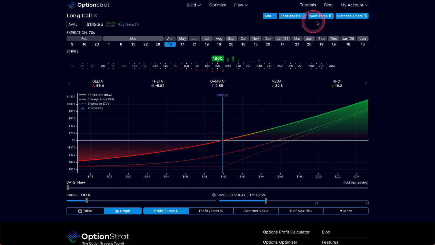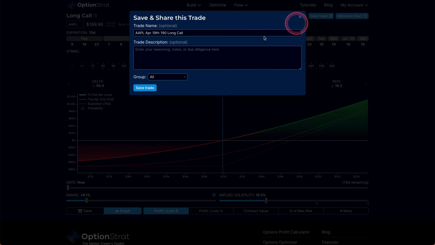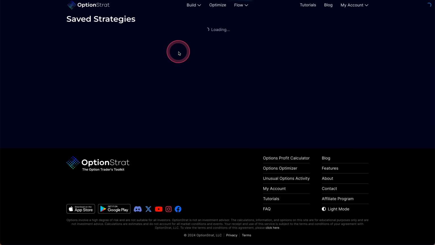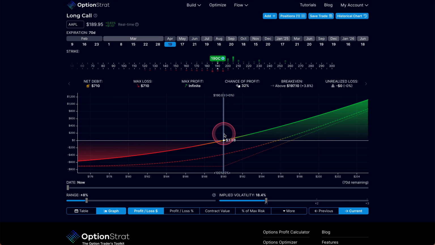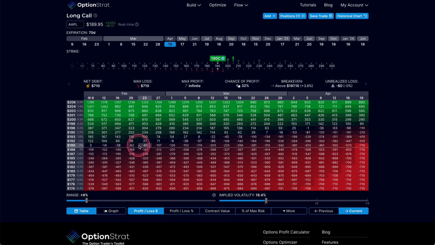Now, I'm just going to save this trade real quick so that we can take a look at how that might be impacted. So now I want to take a look at this trade in table mode. I can come in here and I can look at table, and I want to specifically look at theta decay.